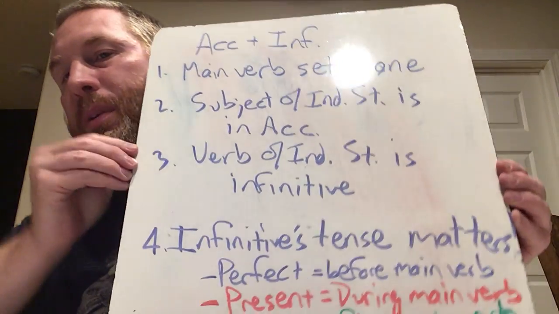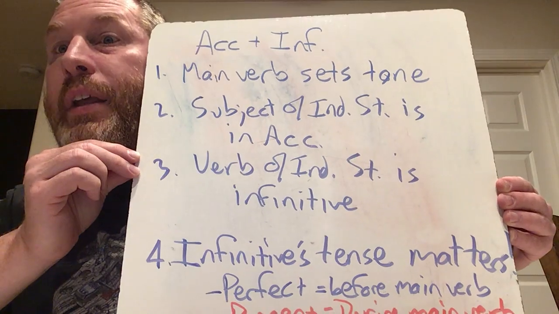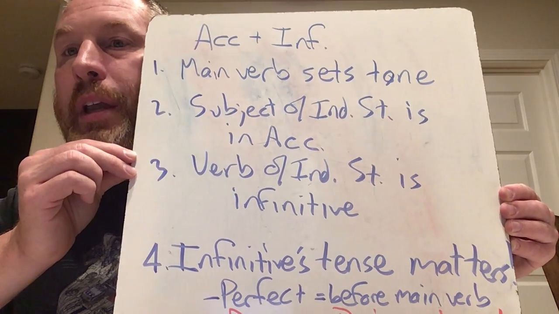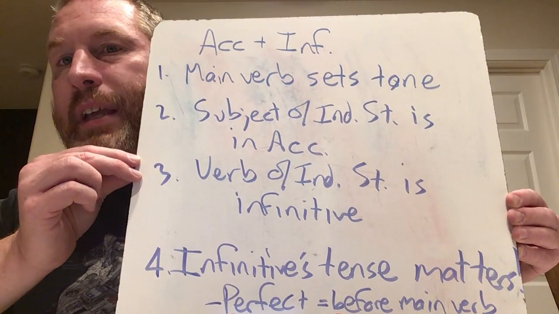Hello, Latin 2. As we spoke last time, I talked about accusative plus infinitive indirect statements. I just want to review that for you again. There's essentially four main things you need to know about accusative plus infinitive indirect statements. Number one, the main verb sets the tone. That is, we basically zero in on that tense of the verb, and we move around that. That's the thing that we dance around.